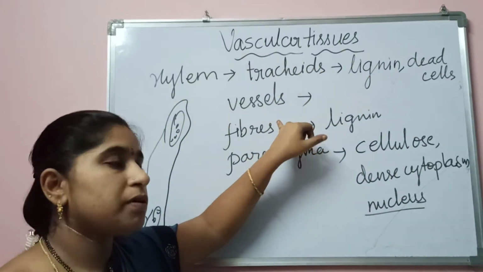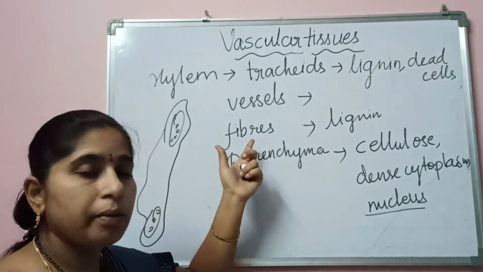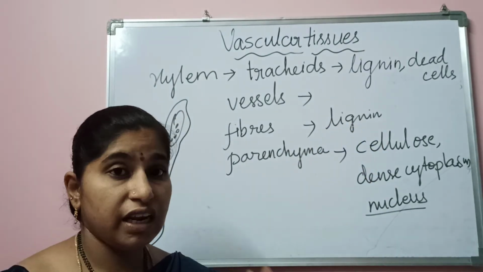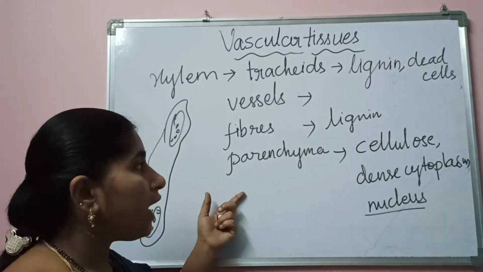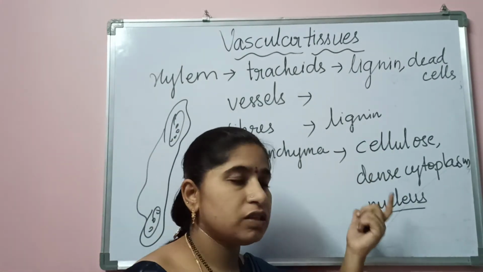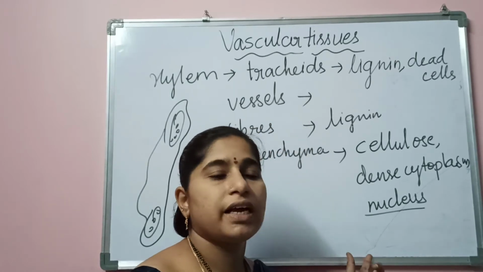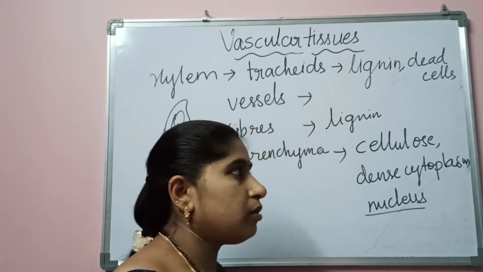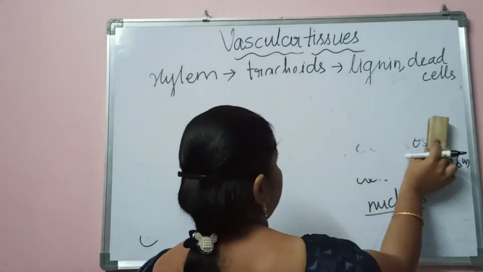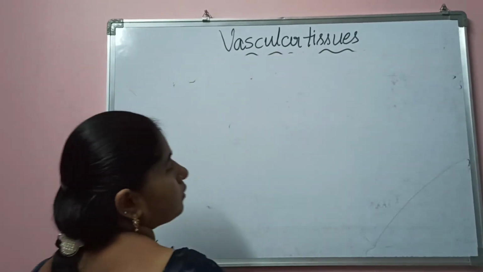Vessels are also present. These are longitudinal cells with large-sized vacuoles. Fibers are also made up of lignin, and sometimes they are made up of sclerenchymatous tissue also. Next, the parenchyma is made up of cellulose. It has dense cytoplasm and a nucleus, and the function of the xylem parenchyma is to store food material. Okay, the xylem is again divided into two types.